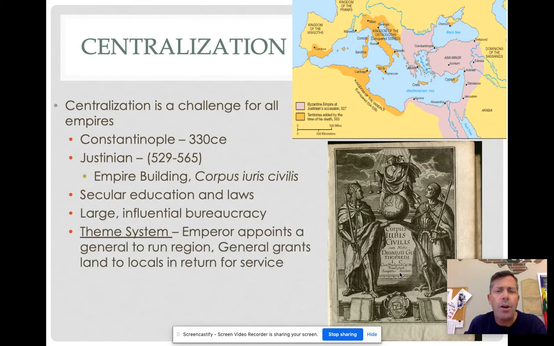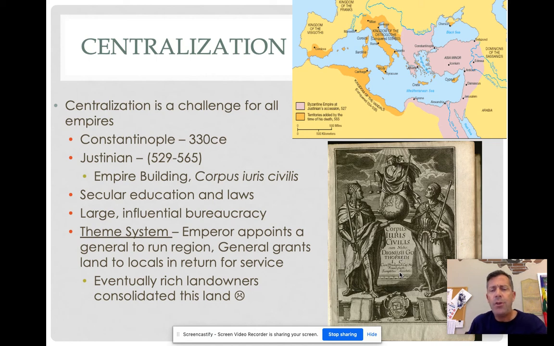Very large bureaucracy. They do something called the theme system, where generals will be given large pieces of land called themes. The general will now run that theme and can portion it out as he will. So it sounds feudal, but all of these generals served the emperor. They weren't knights getting land. They were generals in the army getting land. And that is one way that the Byzantines were able to hold together.